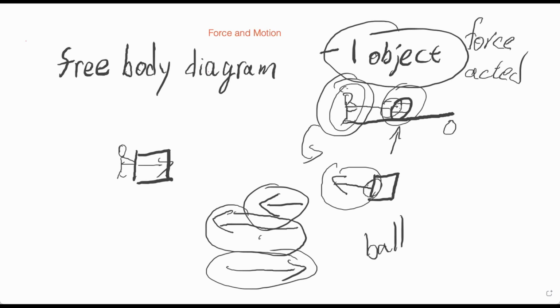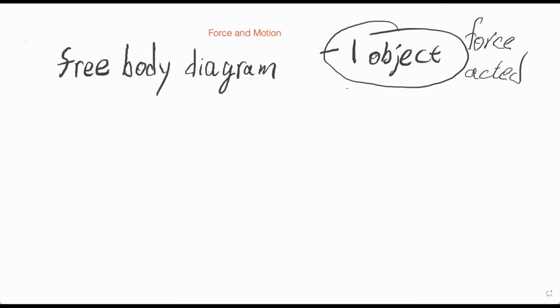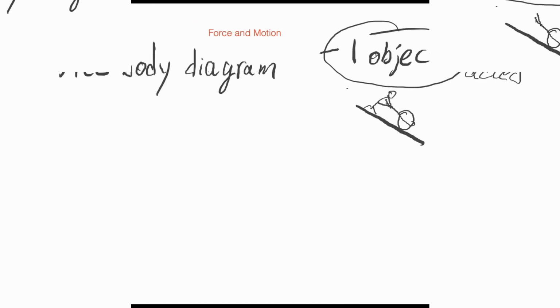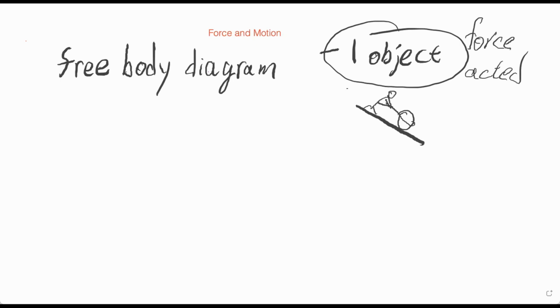And in another case, if your object was actually like this, so there's a person pulling at it, the force it is acting on another object is not included in your free body diagram, but still, it will experience a force that you're pulling upon it.